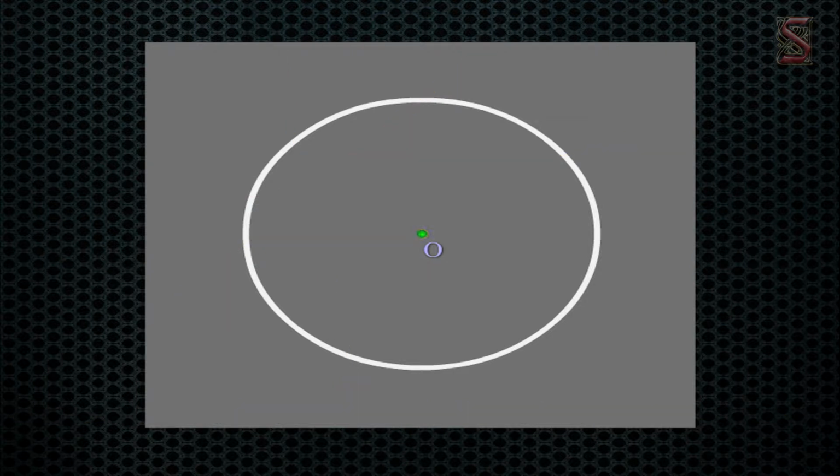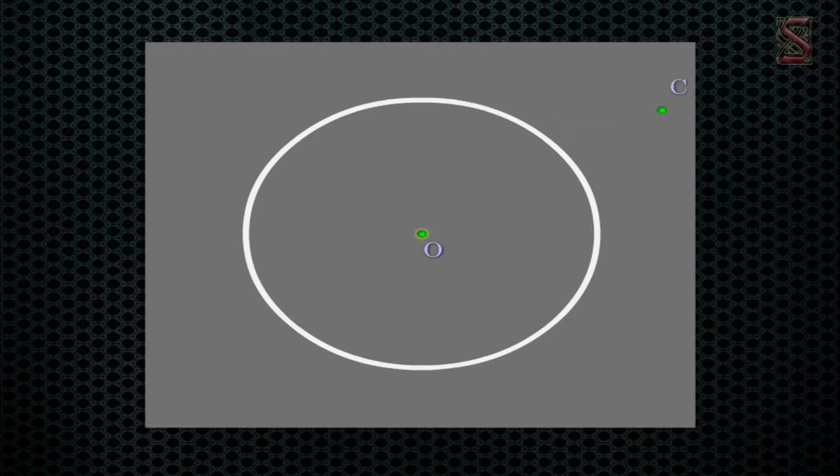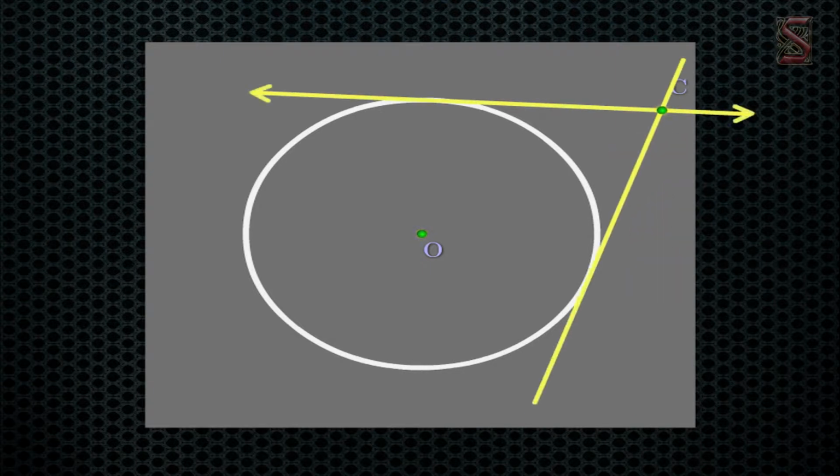Now, take a point B on the circle. How many tangents can be drawn through this point? Yes, we have seen that only one tangent can be drawn through this point B. Now, let us take the point C outside the circle. Let us see how many tangents can be drawn through this point C. We can draw two tangents to the circle through this point.